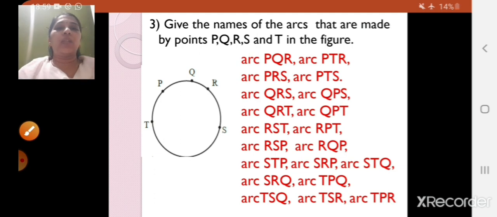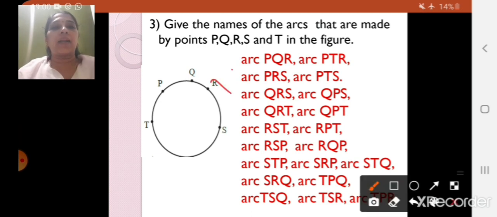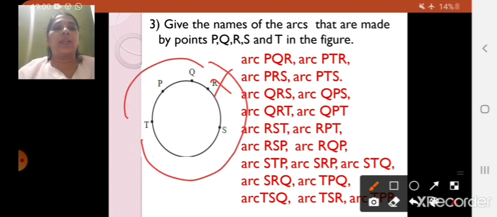Now we will move to the point T. The last one remaining is point T. So for point T, what will we do? We will keep the point R out of our circle. So what will our answer be? Arc TSQ and arc TPQ.